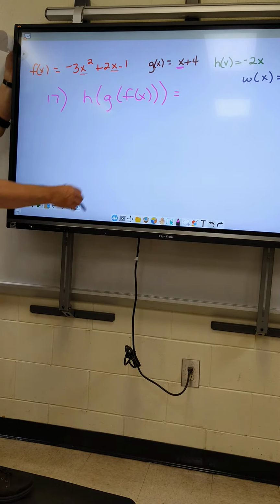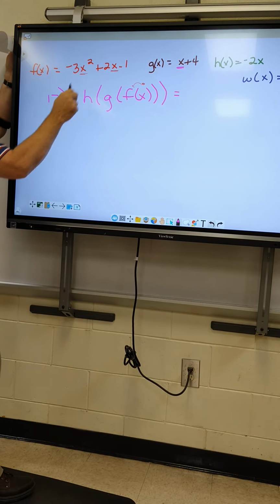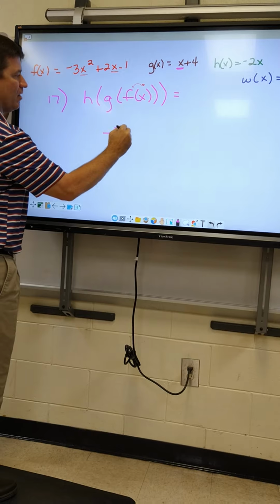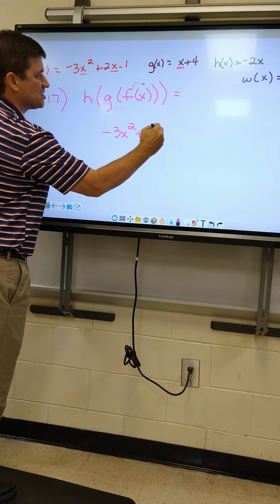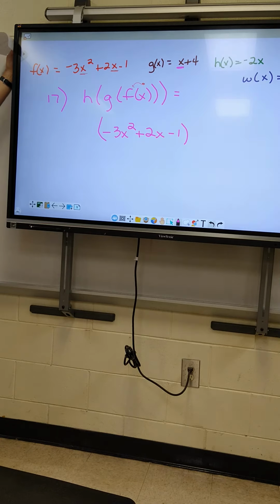F. Good. You plug X into F, and since X is already plugged in there, I just bring it down. So the first part's easy. You just bring it down, and you put parentheses around it. Write it down.